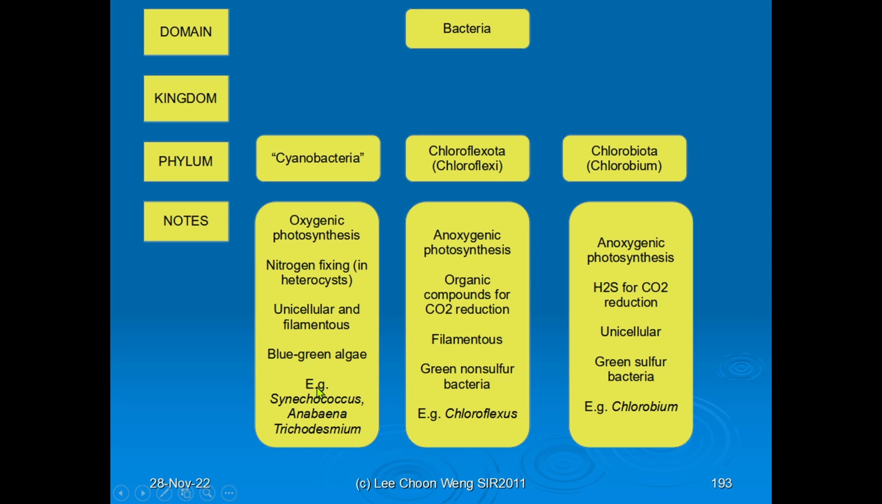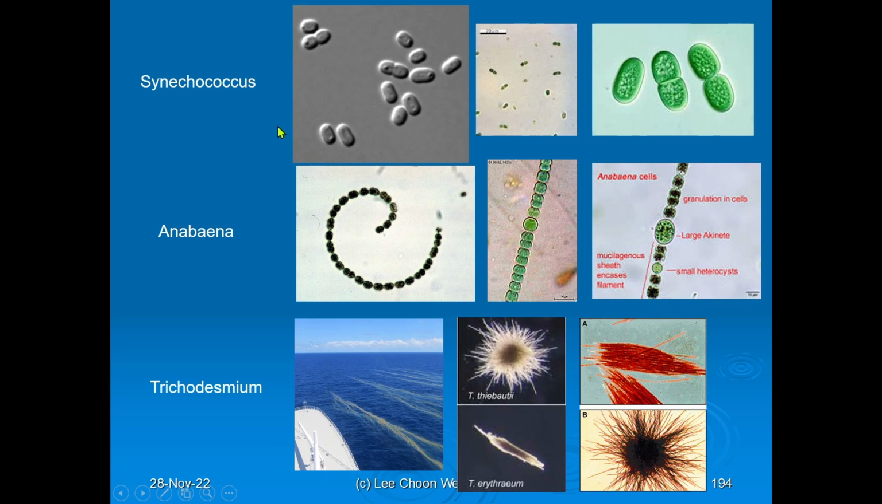Examples of species under Cyanobacteria are Synechococcus, Anabaena, and Trichodesmium. For Chloroflexota, you have Chloroflexus. For Chlorobiota, you have Chlorobium. So Synechococcus is usually unicellular, Anabaena is filamentous, with heterocysts that allow nitrogen fixation.